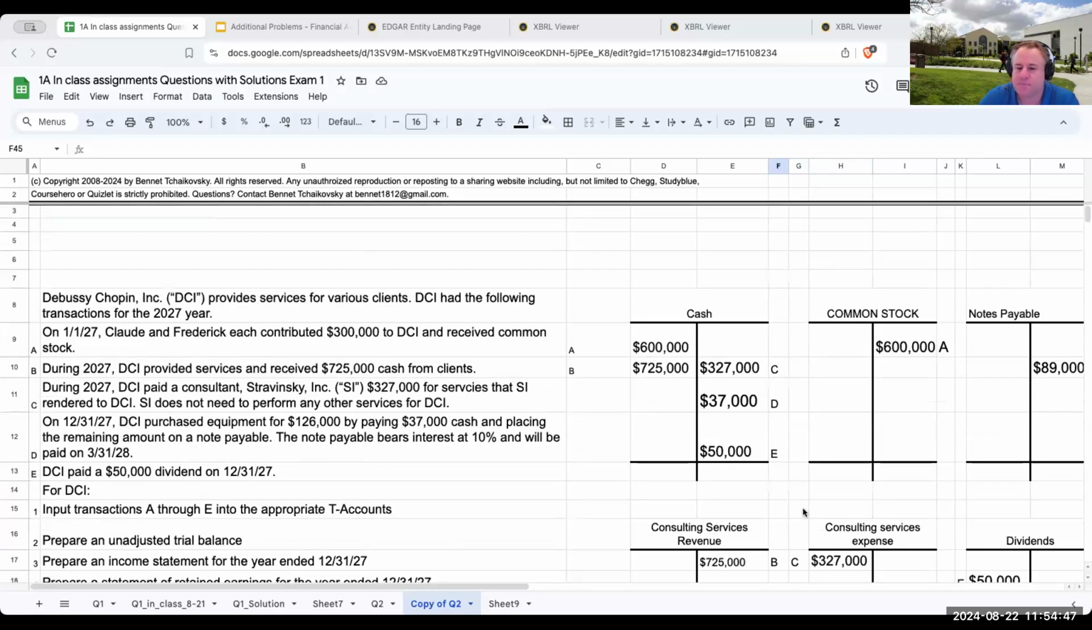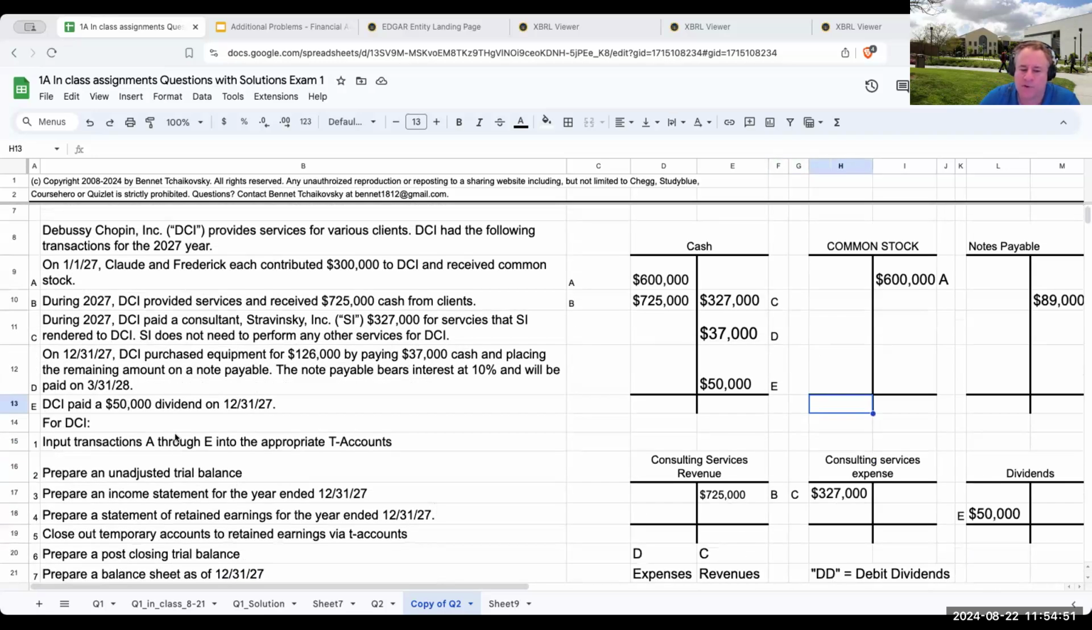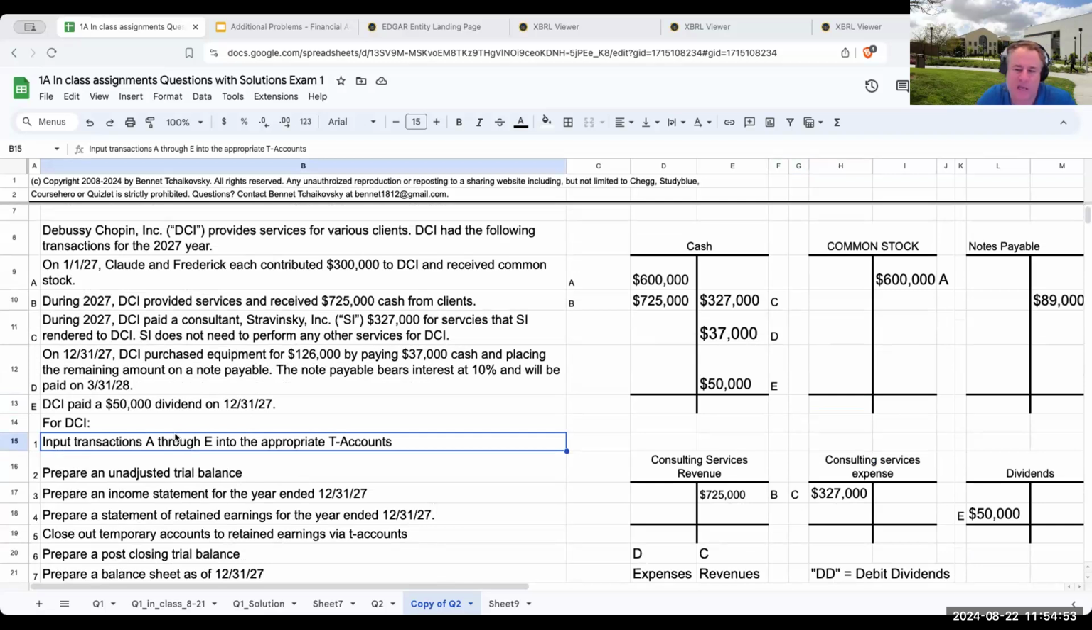Okay, so I've done all this part here. So the first one, I've input transactions A through E. Again, new concepts here. Revenue, what I've earned during a period. I have no future obligation. I've done the work. Expenses, the cost of generating those revenues. We're going to debit those expenses. Dividends, it's not an expense, but I'm choosing to give back to the shareholders.